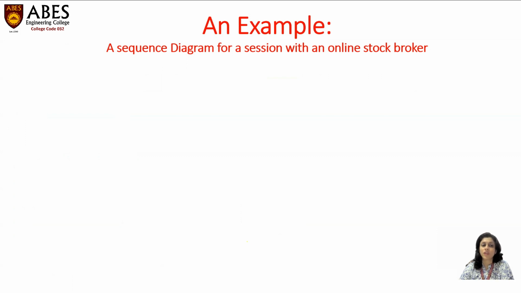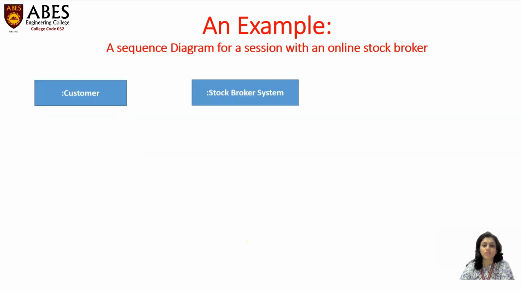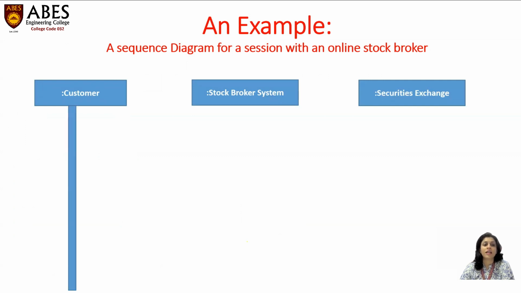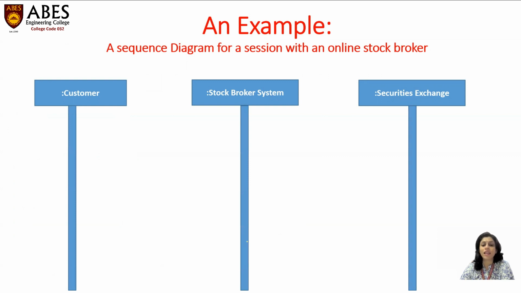It consists of 3 objects: the customer, the stockbroker system, and the securities exchange. All these three objects have full lifeline. That means these rectangles are shown by full lifeline. The customer, the stockbroker system, and the securities exchange, these 3 objects exist for the full lifeline.